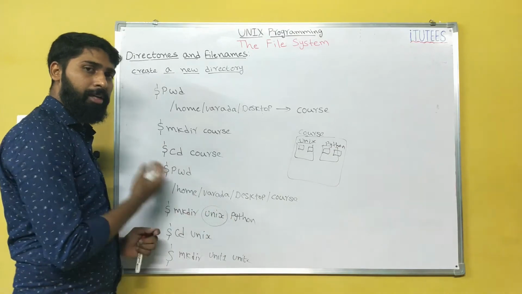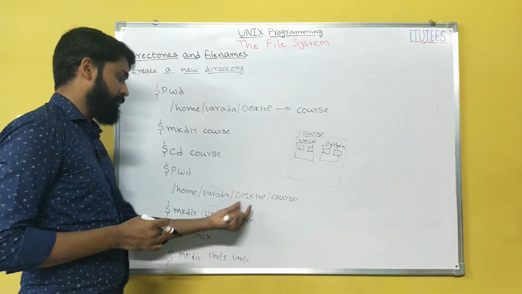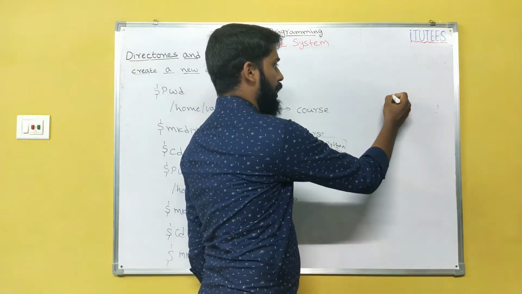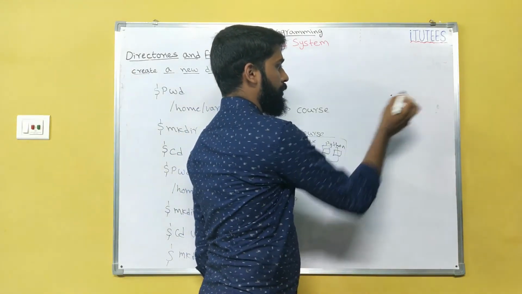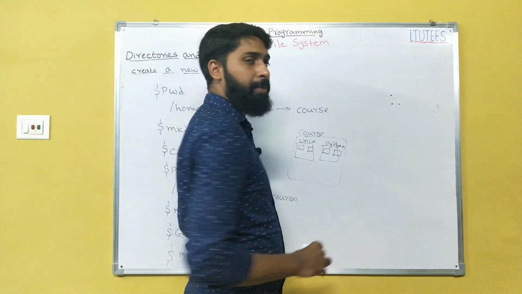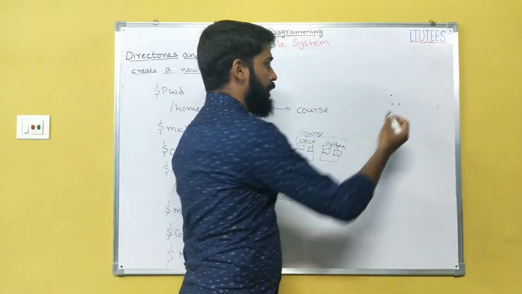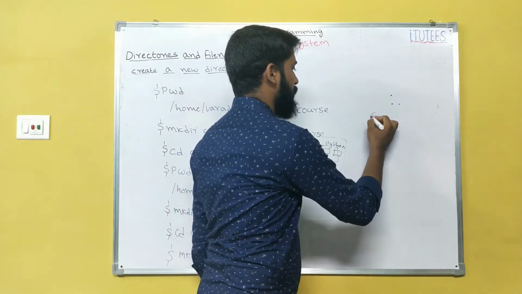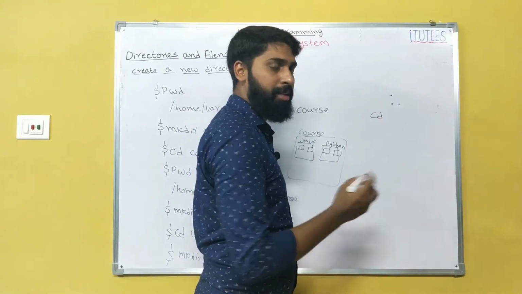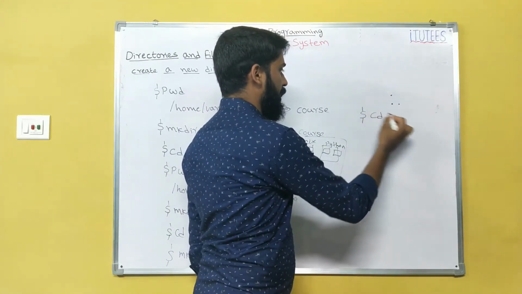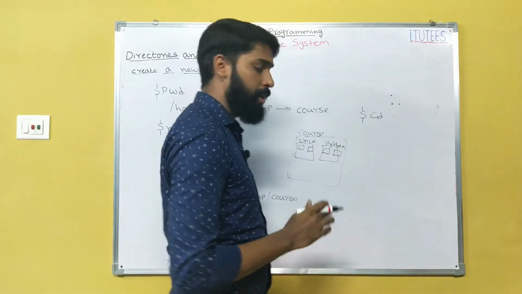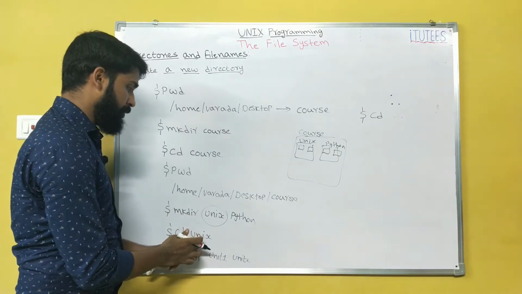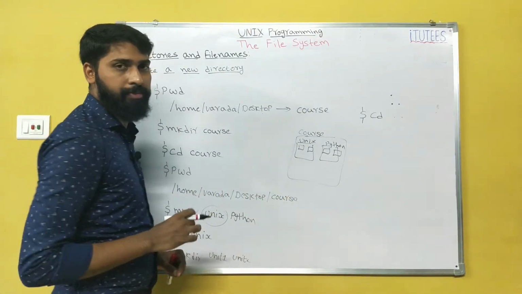So how can we come back from the Unix directory to the desktop? There are 2 operators: one is dot, another one is dot dot. Dot represents the current directory, dot dot represents the parent directory. So we can use cd, which means change directory, dot dot. Now the present working directory has changed from Unix to courses.